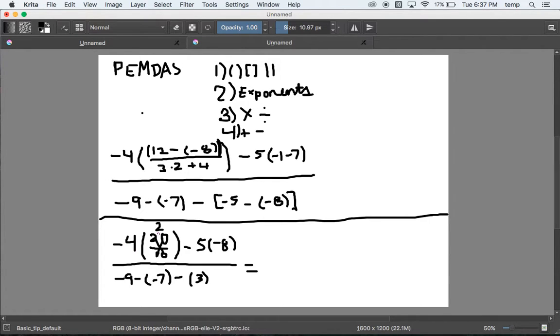So we have -4 times 2. Well, -4 times 2 is -8. There we go. And then anytime there's a parenthesis next to a number, that means you're multiplying it. Right, so we'll have minus, then we have 5 times -8. And 5 times -8 would be -40.